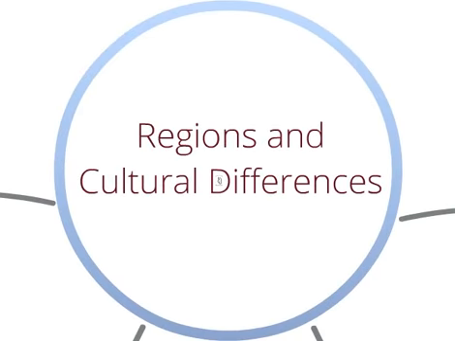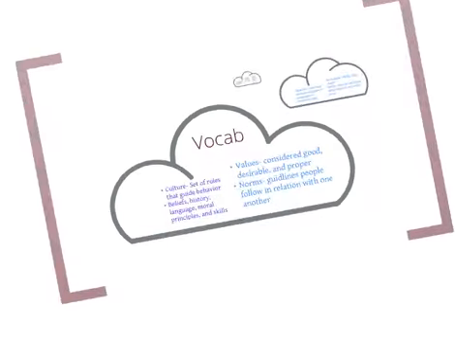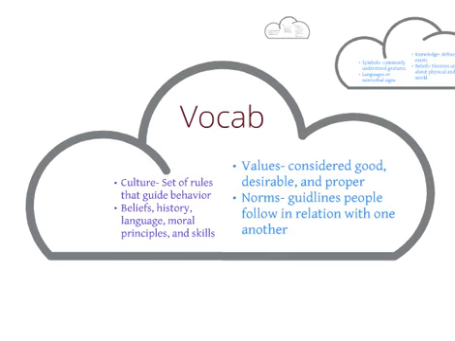Now let's look at how regions affect the culture of those regions. Culture is a set of rules that guide behavior. This includes a society's beliefs, history, language, moral principles, and skills.